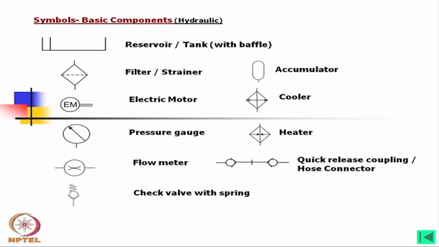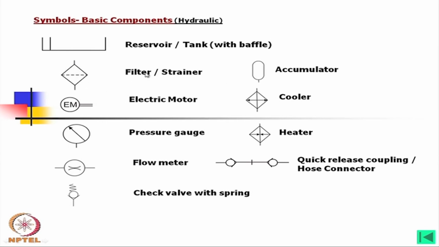Now, symbols for basic components. So, this is a reservoir and we find another line here which is baffle. What is it there for? The main oil will come here, or maybe the return oil is coming here, then it will go over this, some contamination will be kept here, as well as the foam inside will be reduced. So, baffles are also used. That detail you can learn from any book. We shall not discuss much more on this, how the tank is constructed.